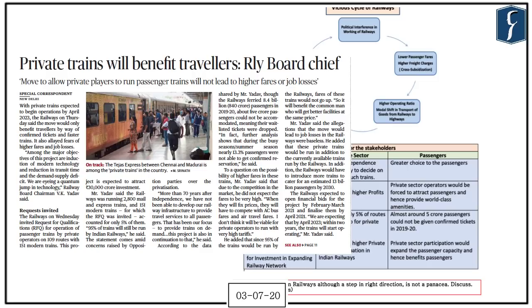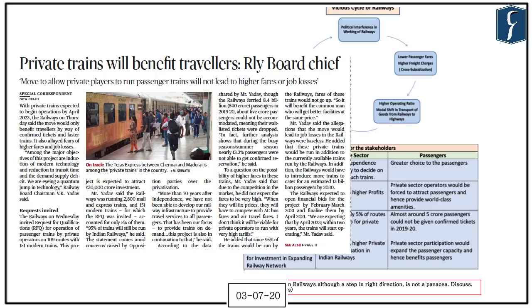Now, the Ministry of Railways recently invited requests for qualification for operation of passenger trains by private operators in PPP mode, that is public-private partnership mode, on 109 routes with 150 modern trains. Such a move by the ministry comes after the successful launch of India's first corporate train, that is Tejas Express, which is right now operating between Lucknow and Delhi and on the Ahmedabad-Mumbai route. These two moves by the government are considered quite significant and will go a long way in ending Indian Railways' monopoly in running trains in India.